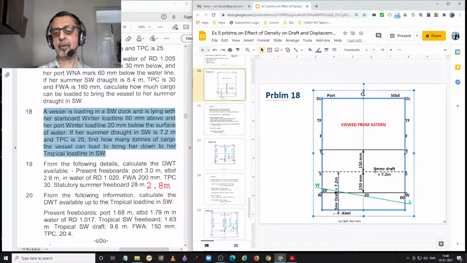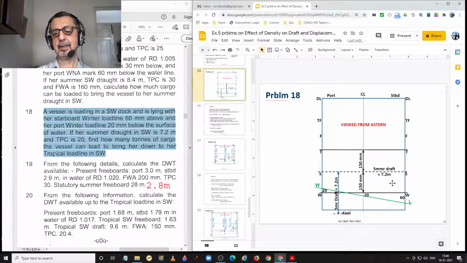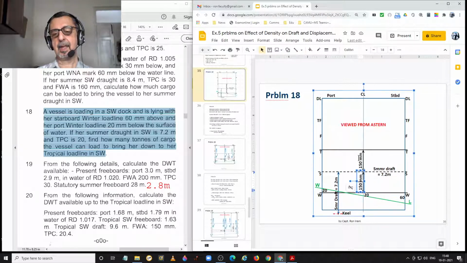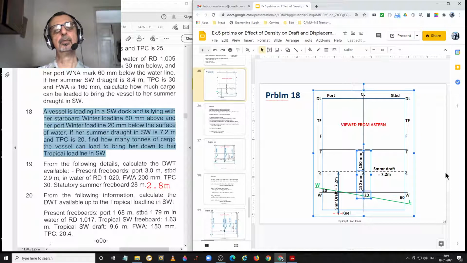Thus, we know that the summer draft given to us in the problem is 7.2 meters. 1 by 48 of that in millimeters is equal to 150 millimeters, and that is for both. Between tropical and summer is 150 millimeters, and between summer and winter is also 150 millimeters. Thus, we have a total clearance required of 150 plus 150 plus 20 equal to 320 millimeters equal to 32 centimeters.